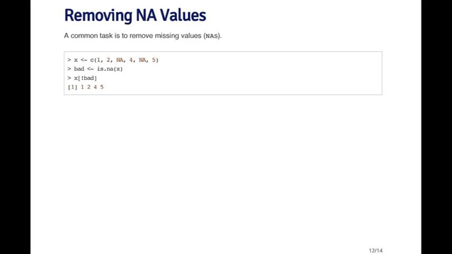So now that tells me which ones are missing, but actually I don't want the ones that are missing. I want the ones that are non-missing. So I need to take the opposite of bad, which I can do with the bang operator, or exclamation point. So now I take X single bracket bang bad, and that gives me the good elements, which are 1, 2, 4, and 5.